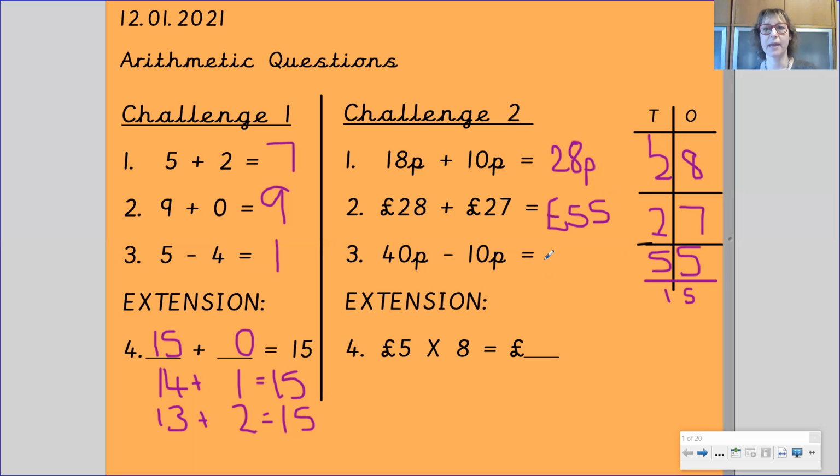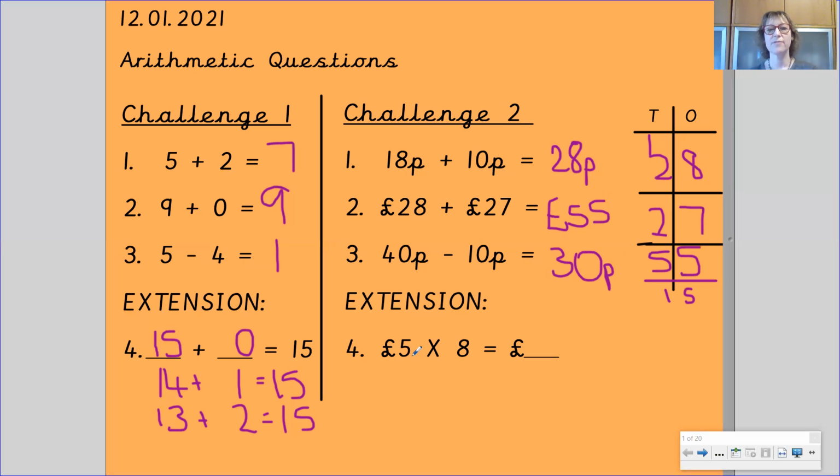40p take away 10p. And again, I'm going to ignore my pence. I'm just going to do 40 take away 10. And that's a nice one because that's all in my tens. So I know if I count in tens, 10, 20, 30, 40, 50. If I've got 40 and I take away 1 lot of 10, I've got 3 lots of 10 left. That's 30. And I'm going to put my p sign back at the end of it.